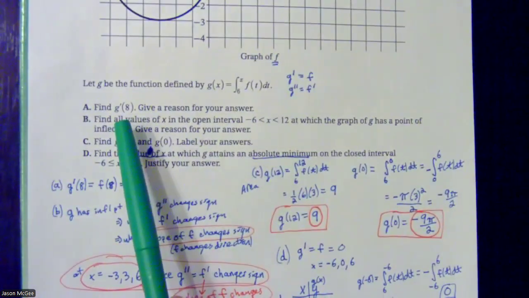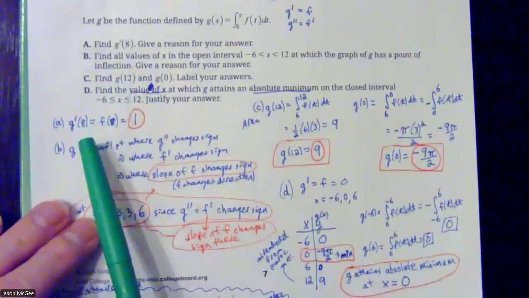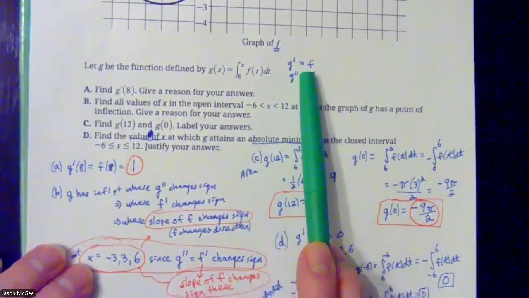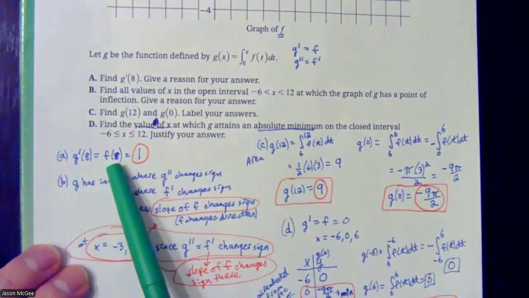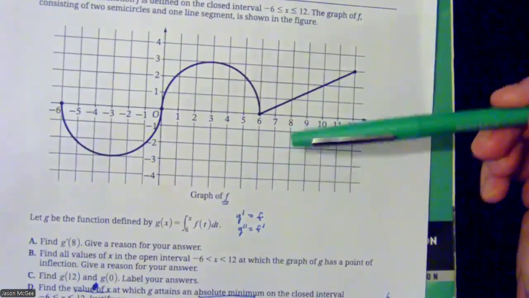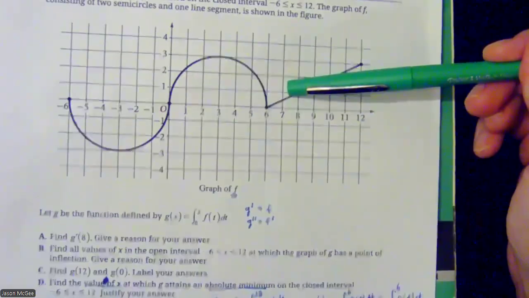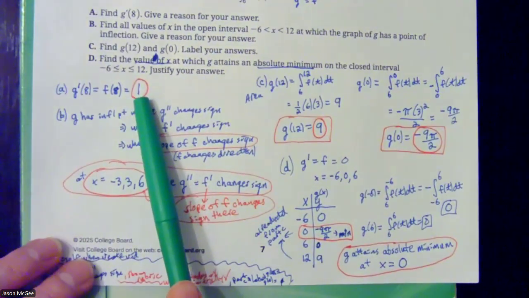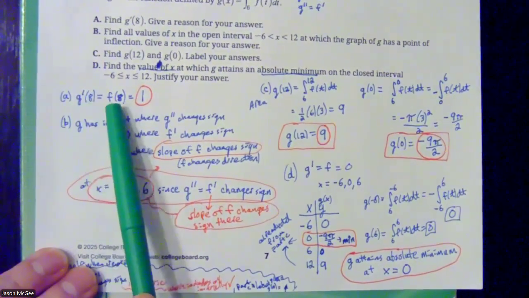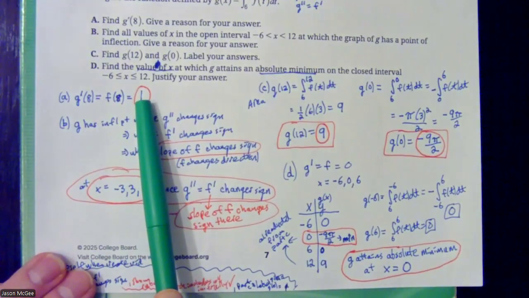So letter A, it says, what is g prime of 8? So g prime of 8, g prime is equivalent to f. So g prime of 8 is equivalent to f of 8. This is the graph of f. So when x is equal to 8, the y value is equal to 1. So f of 8 is equal to 1. They need to see g prime is equal to f, and then we can give our answer.